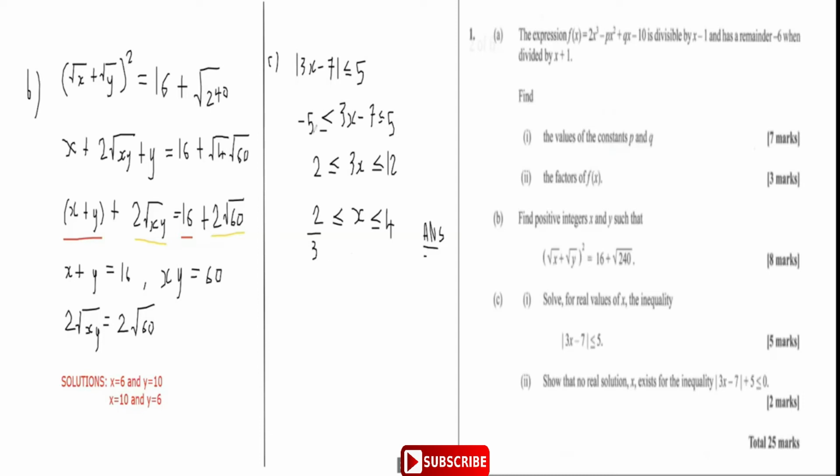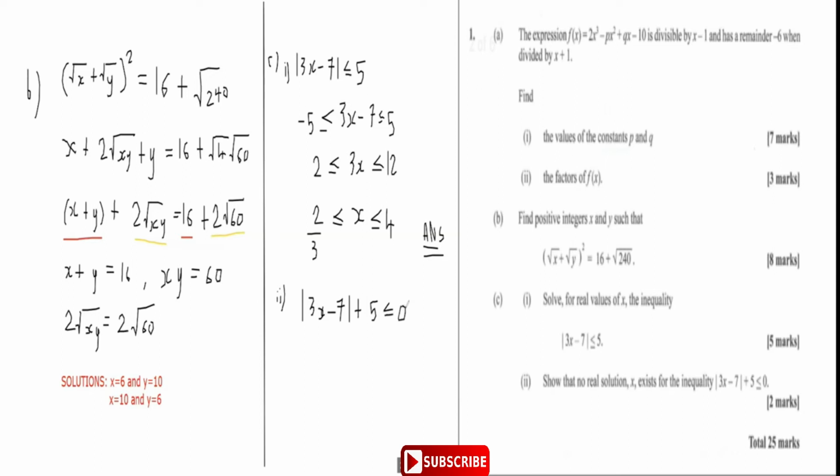Now part 2. This is part 1. Now let's have a look at part 2. Part 2 is saying that show that no real solution for x exists for the inequality: the modulus of 3x minus 7 plus 5 is less than or equal to 0. Show that this has no solution.